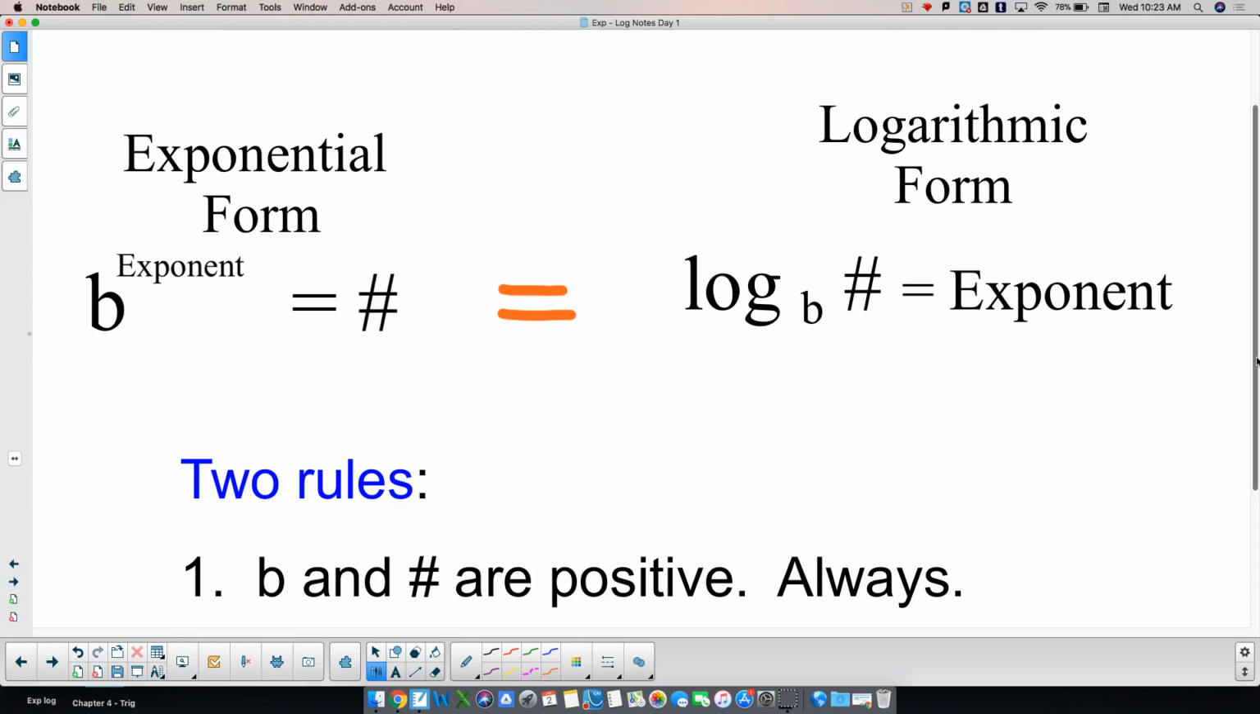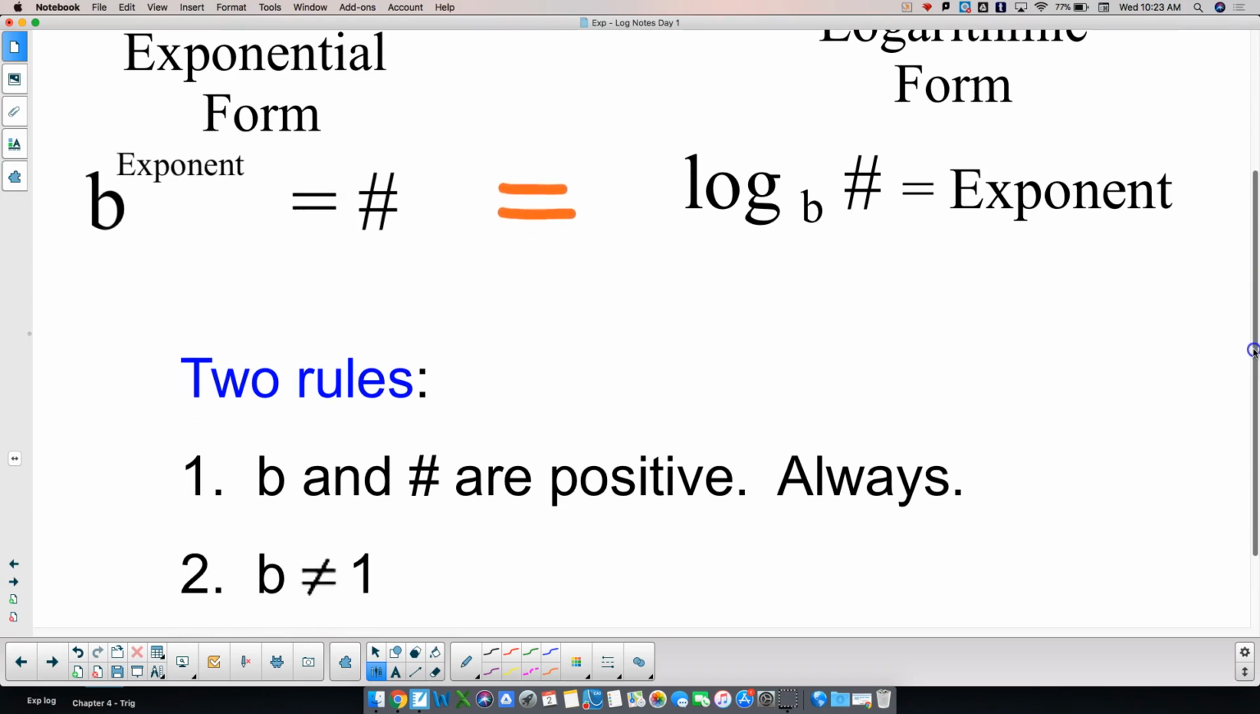The second rule that I'm going to add in here now, because we are going to use this to solve, is that b, our base, can't be equal to 1. It's got to be something other than 1, because 1 to any power is 1. So there's no need to solve for that.